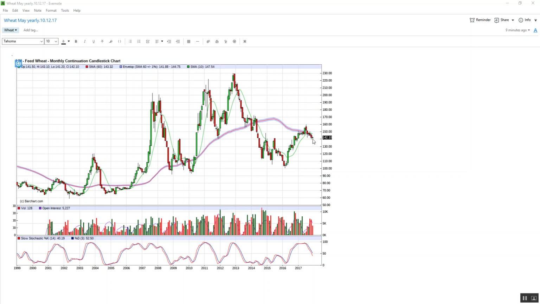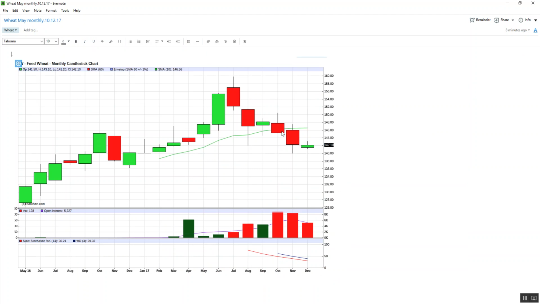We're at the lows of the last month's close. Stochastics pointing down. We are below the 60 moving average, which we've been watching over the last few months. Let's go down and see what's happened on the monthly. We can see here 1, 2, 3, 4, 5. This is the fifth falling month. We're now in the sixth, and we're below the low 142.10.